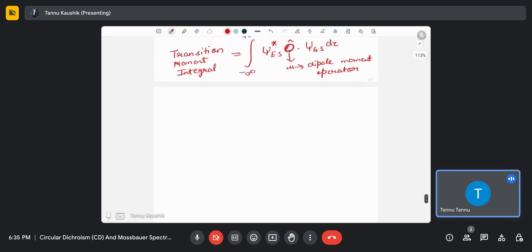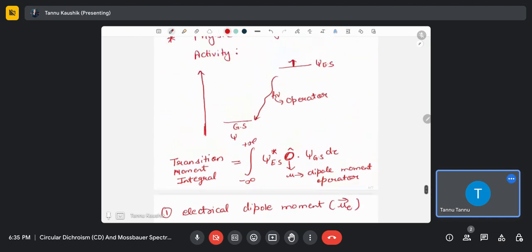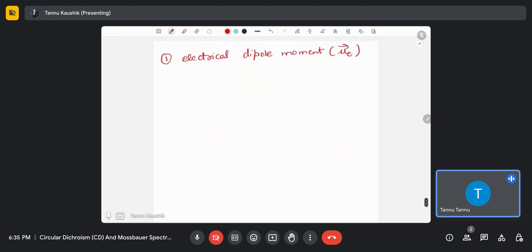So this is nothing but how we are changing the electron distribution in a molecule. So this dipole moment operator can be of three different types. That is, first is electrical dipole moment, which is the dominating factor. Electrical dipole moment mu e, which is always there in a molecule.